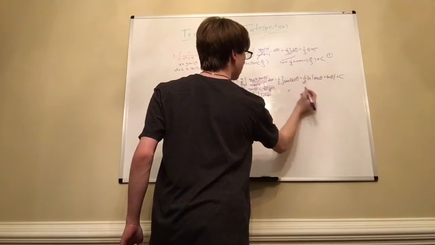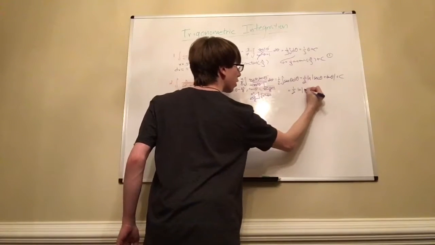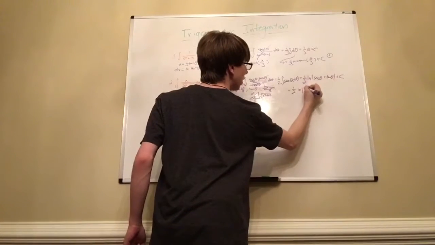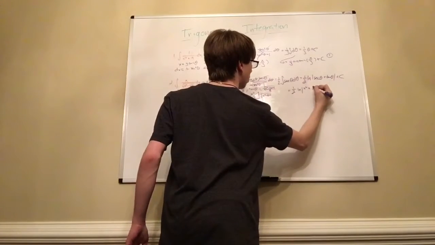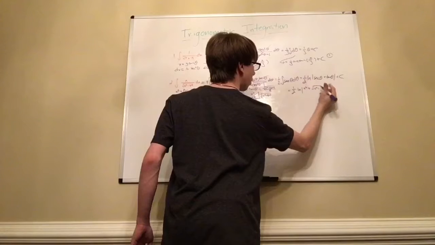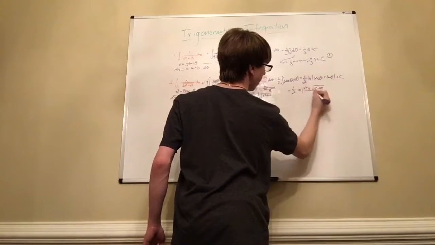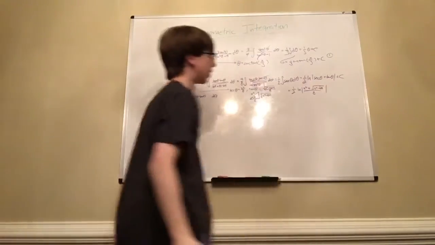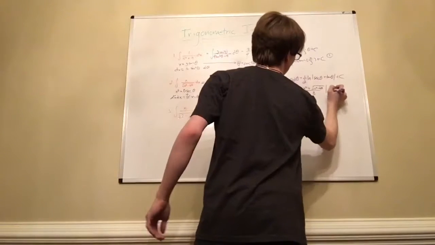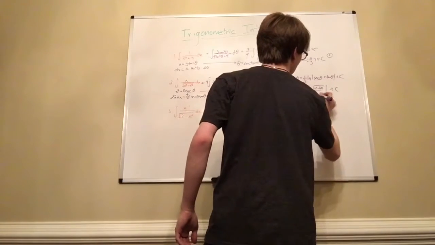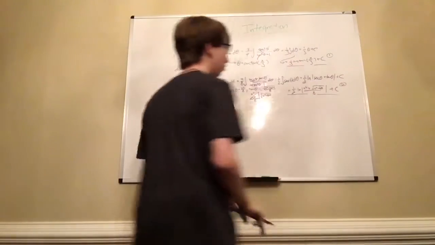So that means that this is equal to 1/2 natural log of secant theta, x squared over 8, plus tangent theta, the square root of x to the 4th minus 64 over 8, and then plus a constant c. That's our answer to number 2.